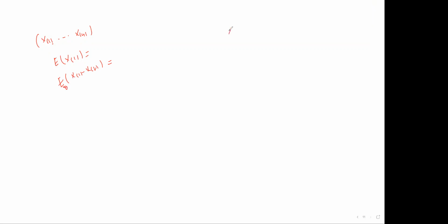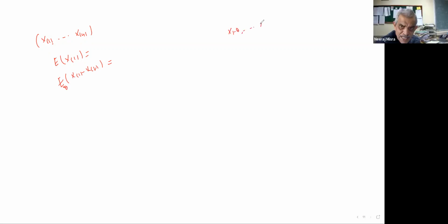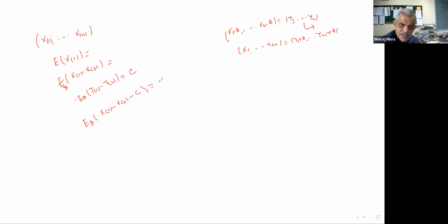No, because it is a location family. The distribution of x1 minus theta, ..., xn minus theta does not depend on theta; it is the same as y1, y2, ..., yn. So x1, x2, ..., xn has the same distribution as y1 plus theta, ..., yn plus theta. So this would become the expected value of y1 minus y2, which does not depend on theta, so it would be some constant c. That means the expected value of x1 minus x2 minus c is 0 for every theta.